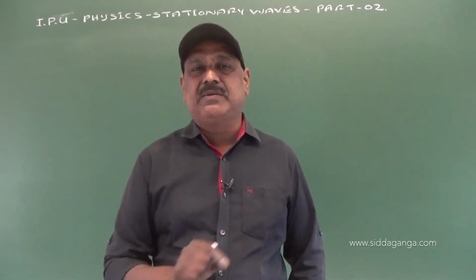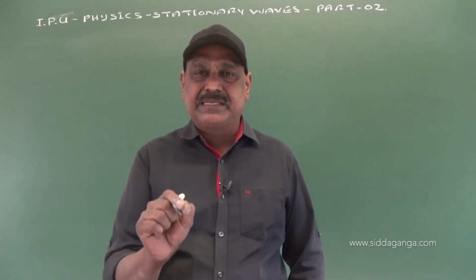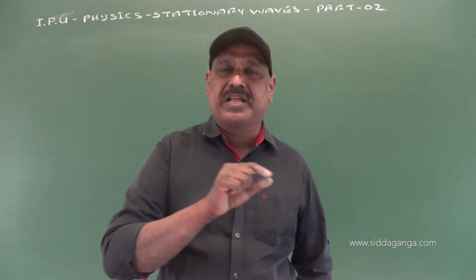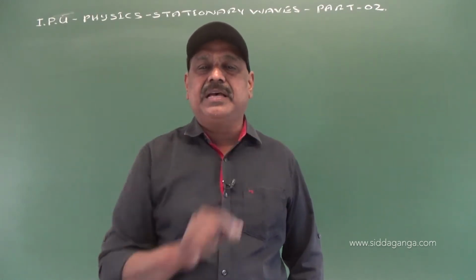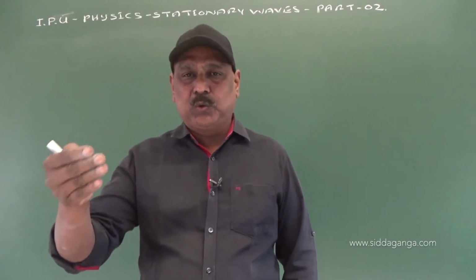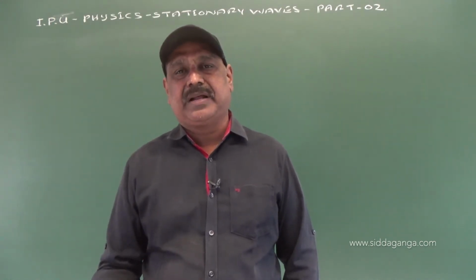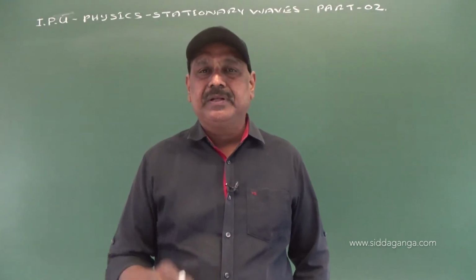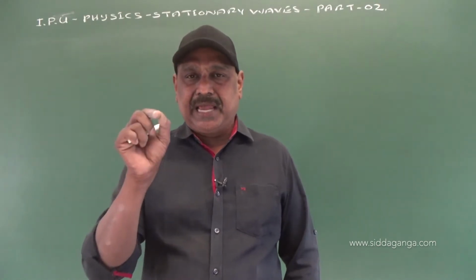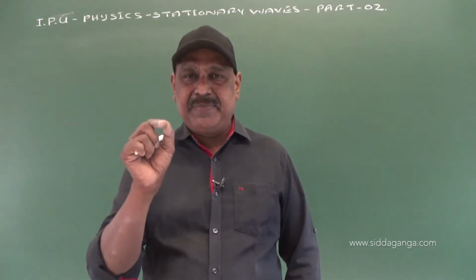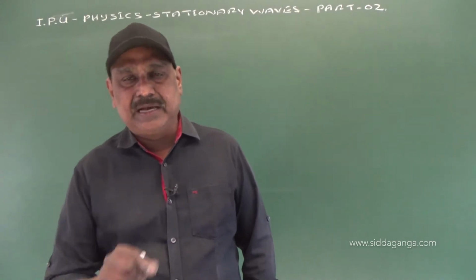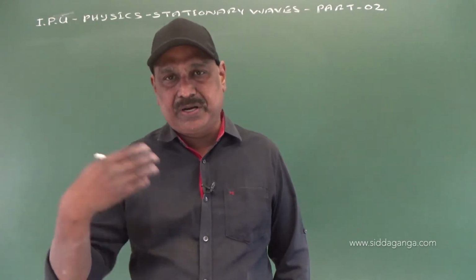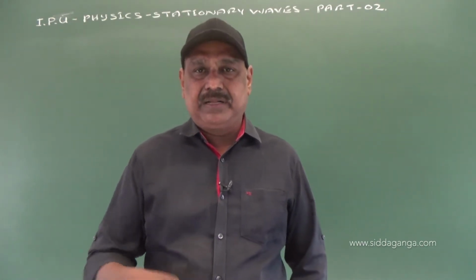the distance between two successive nodes and two successive antinodes is lambda by 2, where lambda is the wavelength of the stationary wave, which is the same as the wavelength of the two component waves that form the stationary wave. The distance between a node and an immediate antinode is lambda by 4. These two concepts we are going to use in our next discussion.